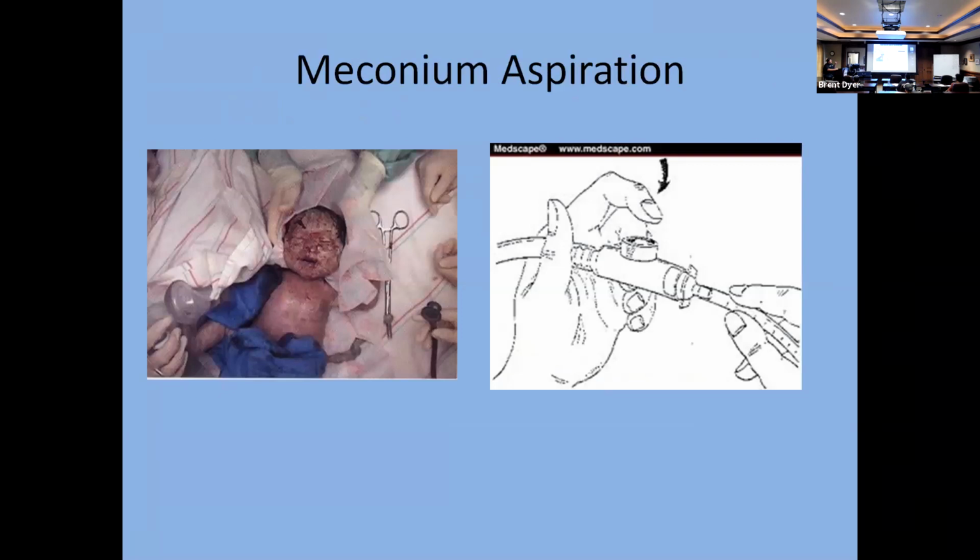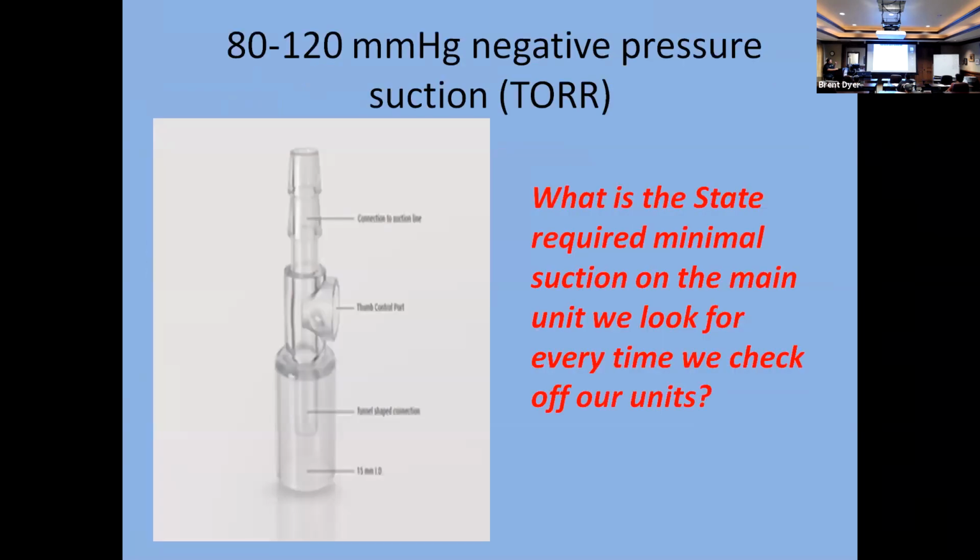Meconium aspiration, we talked about how to suction that. What you need to know to help prepare the paramedic for this: the suction has to be turned down to 80 to 120. Some of the latest texts are now saying you can go up to 150, but the emphasis is you don't need to be at 300.